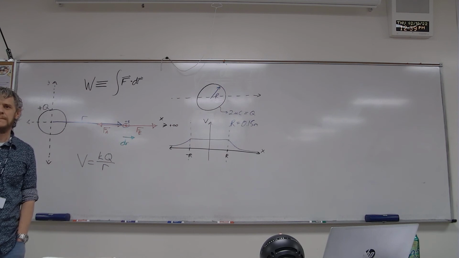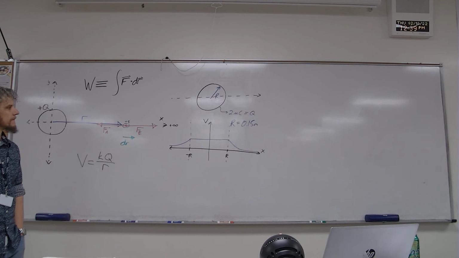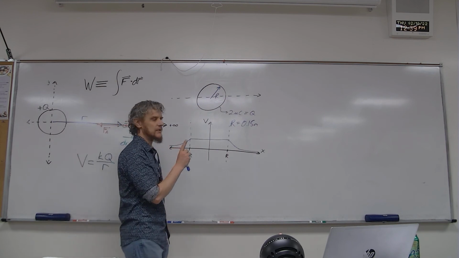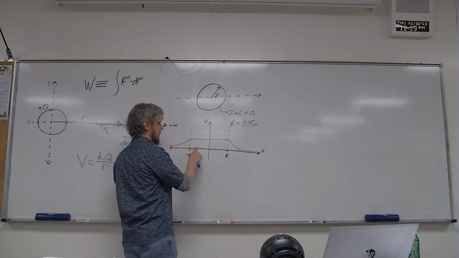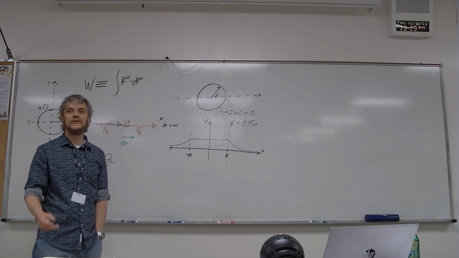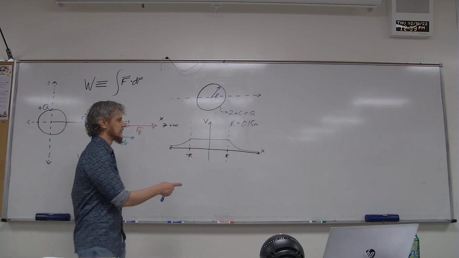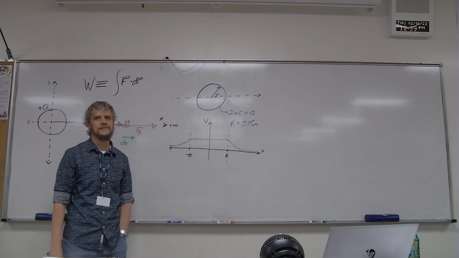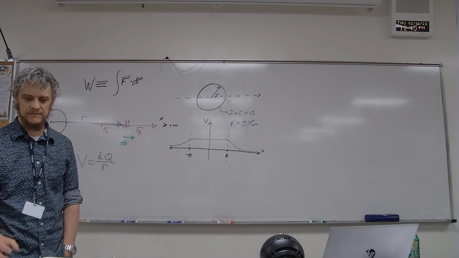Well, the electric field would look very much the same, but it would be zero here. If it was the electric field for a charged insulator, then it would be linear, and then it would be 1 over x squared.